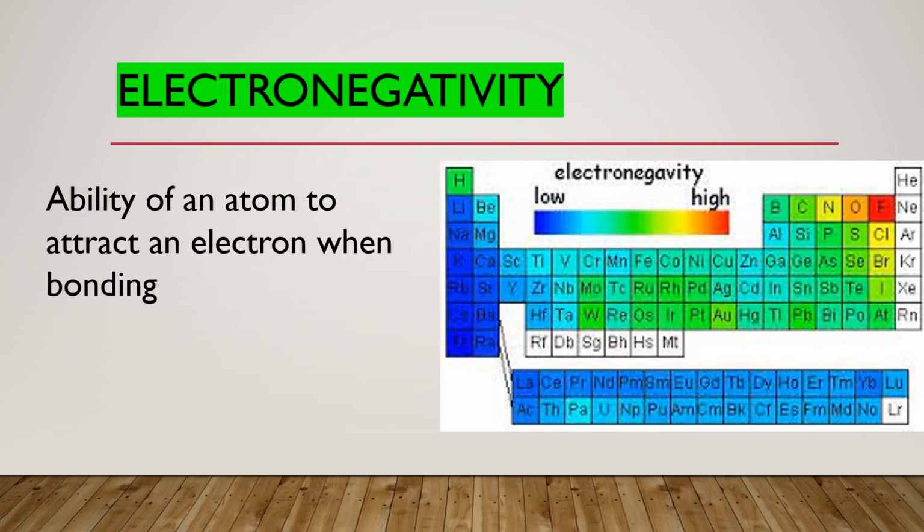Okay, the last trend is electronegativity. This is the ability of an atom to attract an electron when it's bonding. So this is just a picture of electronegativities on the periodic table. The blue are going to be low electronegativity, and red up here is going to be high electronegativity.